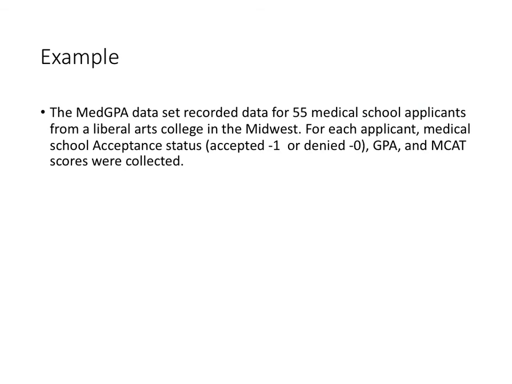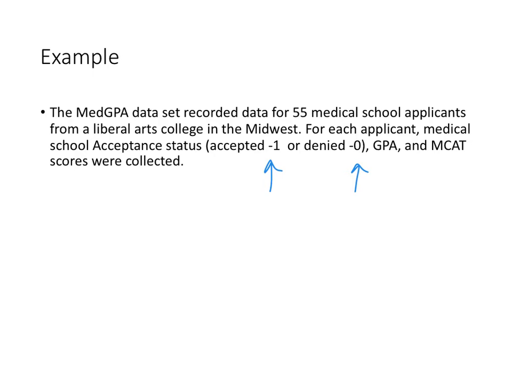Okay, so let's look at one more example. The Med GPA data set that's in the data set in the book. It has data on 55 med school applications from liberal arts colleges in the Midwest. And for each applicant, the students were either accepted or not. So 1 means they were accepted, 0 is they were not accepted. But it also gives other measures, for instance, their college GPA and their scores on the MCAT exam. And what we're going to be interested in doing is to see if these variables can be useful predictors in determining whether or not a student was accepted into med school.